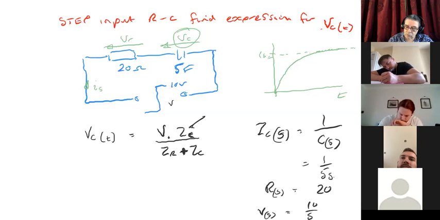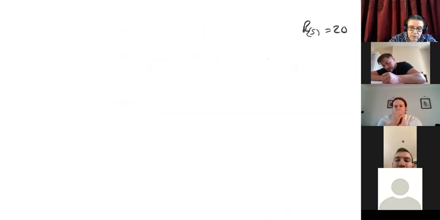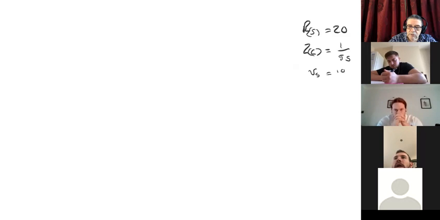Right, I'm going to have to go on another page now. So let's save that one and add another page. I'm just going to write them out here again. R in S is 20. VS equals 10 over S. ZC is equal to 1 over 5S. And VS, the supply voltage, is equal to 10 over S.